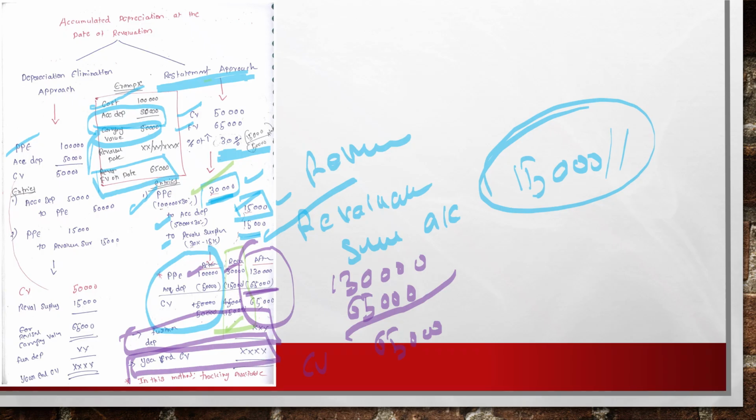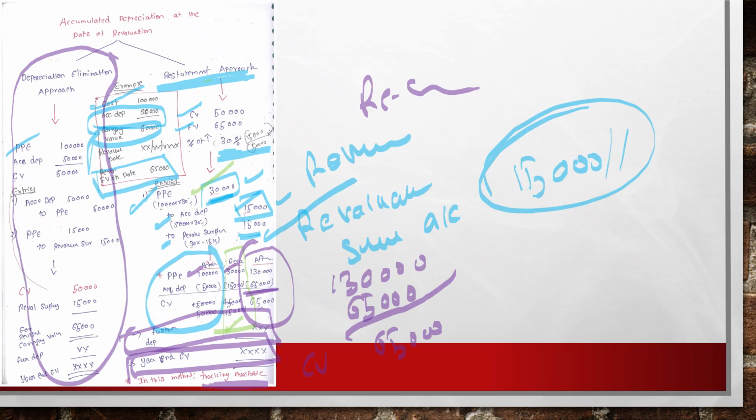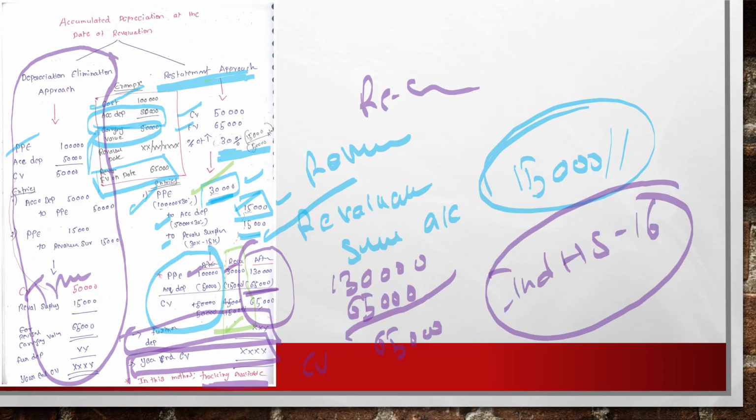In this restatement approach method, tracking is available. Tracking means we know when it was revalued and what the original cost of the asset was. But in the depreciation elimination approach, there is no tracking available. This is the only difference under Ind AS 16, and the rest of the valuation part is the same. But most of the big entities will use this approach only.